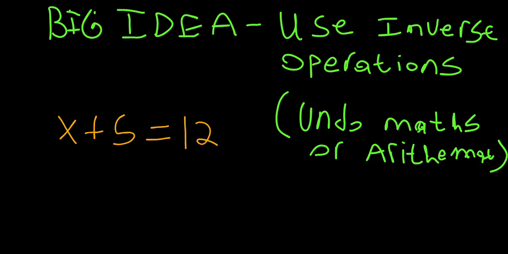So I'm going to come at this problem, x plus 5, from that framework. When we see x plus 5 equals 12, we want to do an inverse operation, or undo math or arithmetic. So what does that look like? Well, we're going to focus on the left side of the equation, x plus 5. And what we're going to do is we're going to subtract 5. Okay?